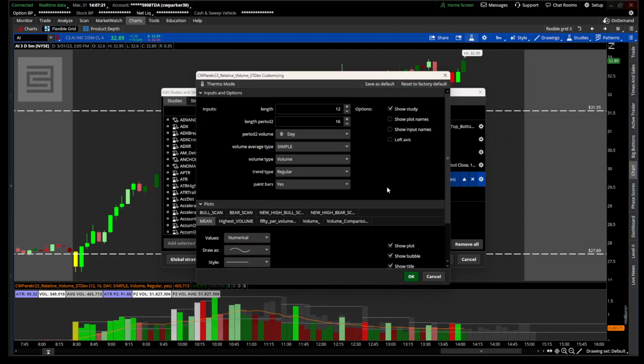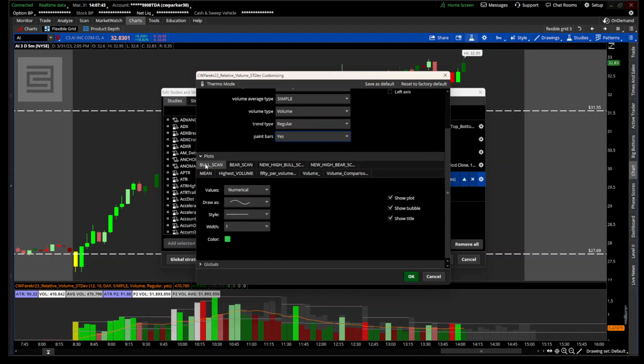You can change the second period. Here's your length. Length 1 is for the current period. Length 2 is for the secondary period. You can change this to any other period that you want. You can change the volume average type. You can do tick volume or regular volume. Paint bars or don't paint bars. And there's a scanning feature in this as well.